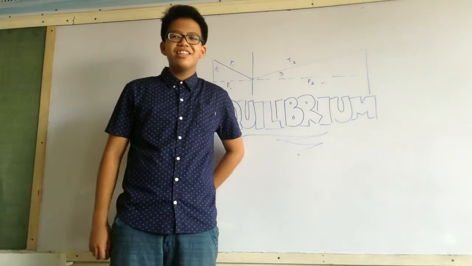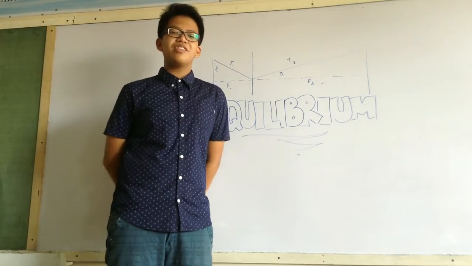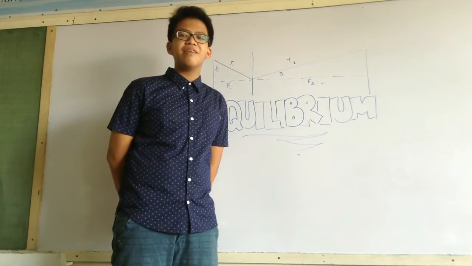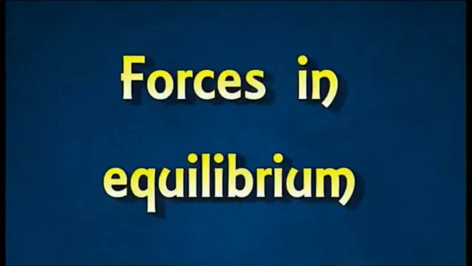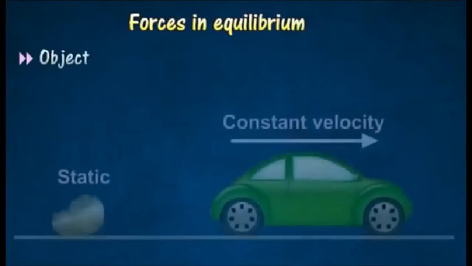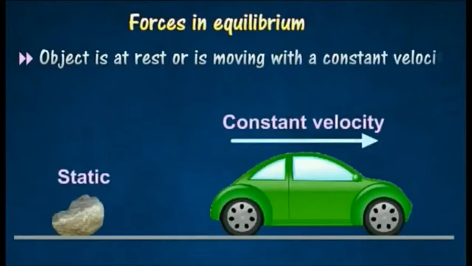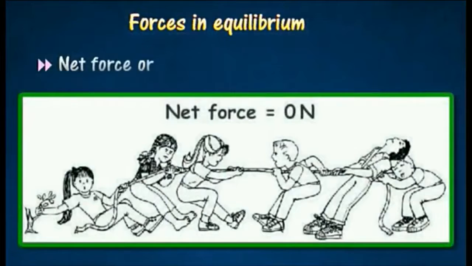Hello everyone. Today we're gonna tackle inclined planes, pulleys, and tightrope problems. So let's begin. We're gonna talk about forces in equilibrium. When an object is moving with a constant velocity in a straight line, the net force or resultant force is zero.